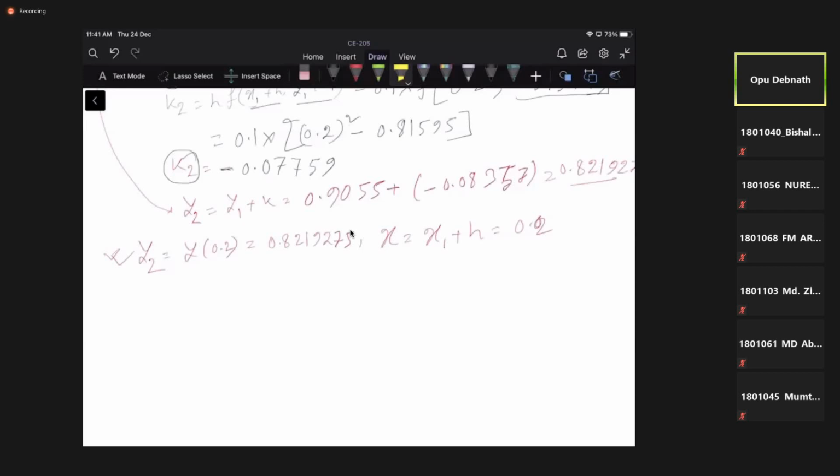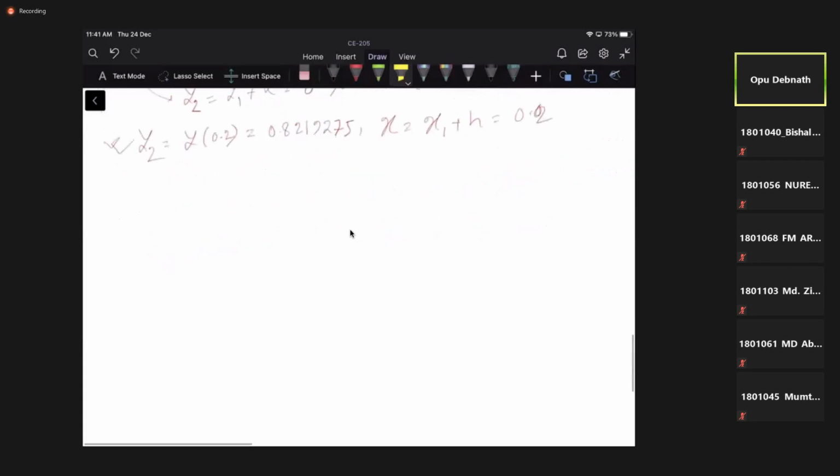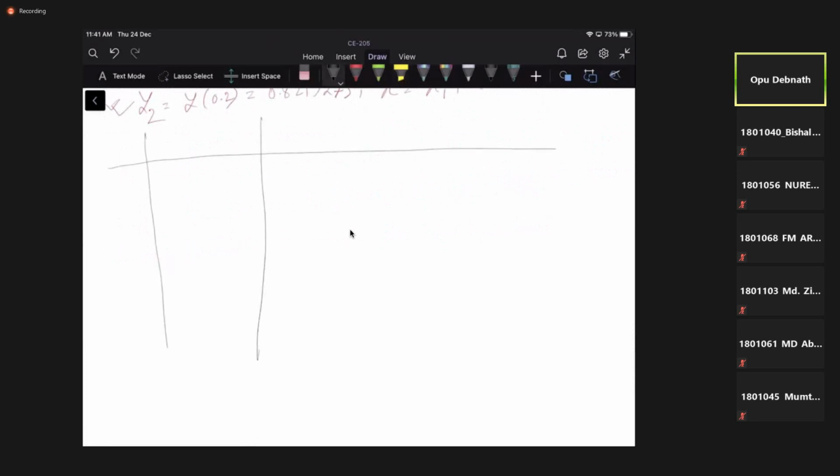If you solve by both methods, I am finally showing the variations in results. I am summarizing the variations in the results y1 and y2 if you solve by second order and fourth order.